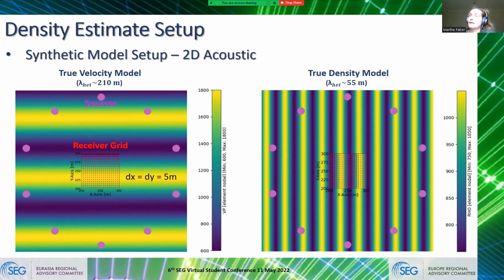So in terms of source setup, we place 10 ring sources around our receiver grid, each fired at different times and with different source signatures over a large frequency spectrum in order to simulate ambient seismic noise. And the synthetic wave field is recorded at a receiver grid in the middle.